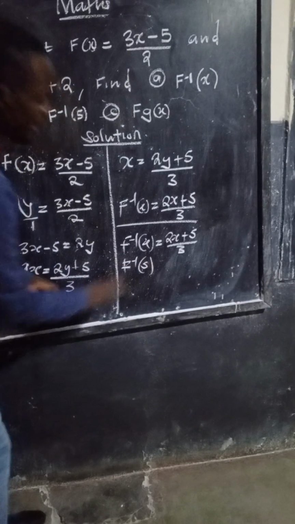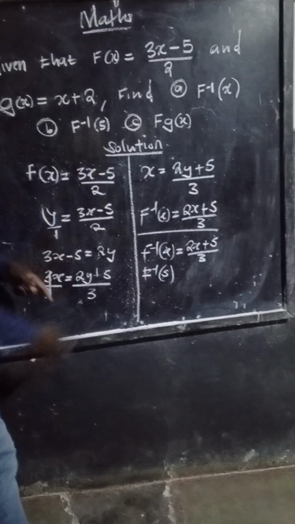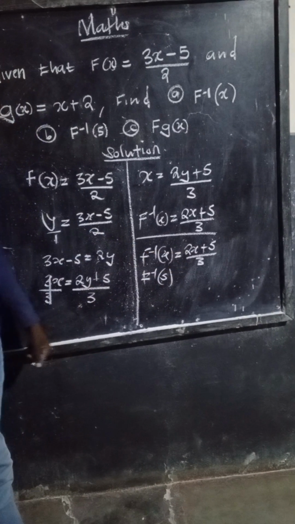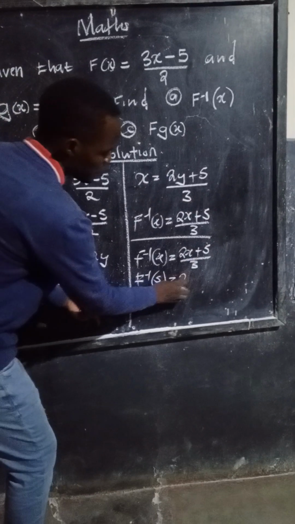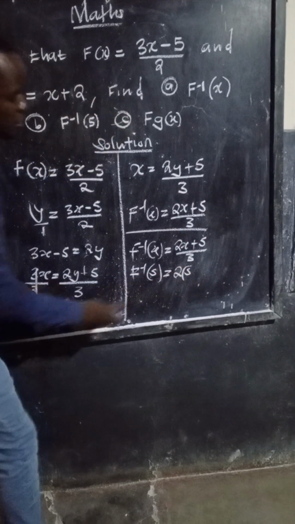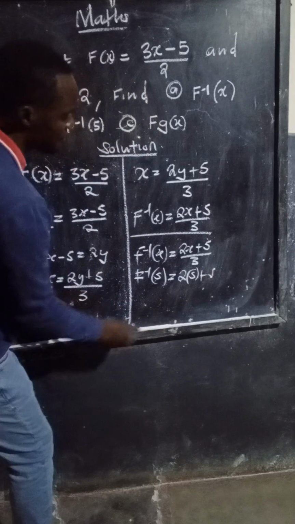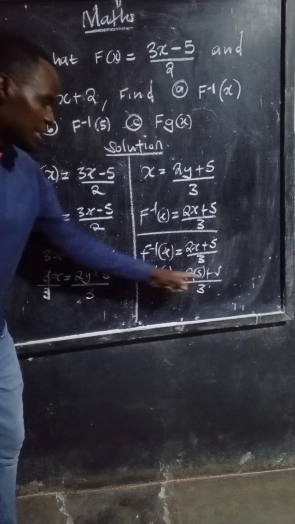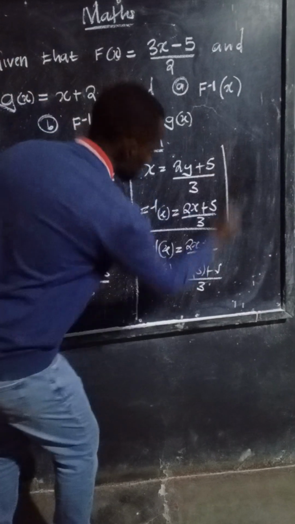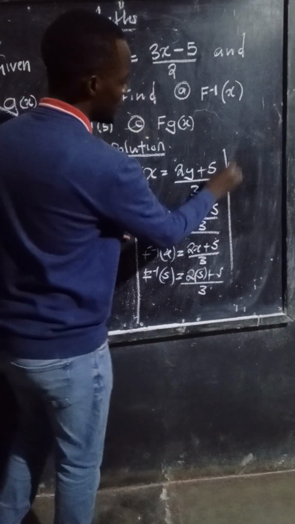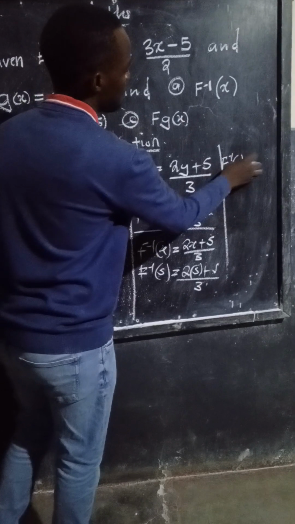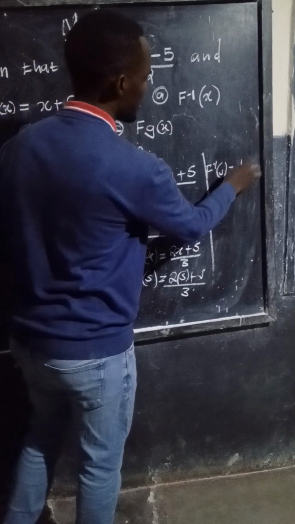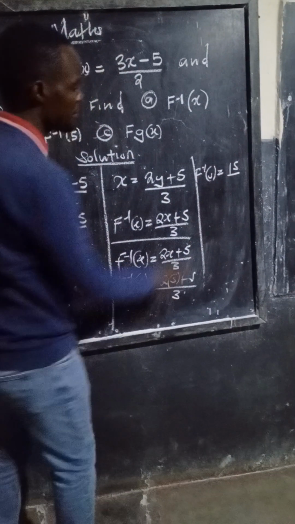I'll add a 5 there since they have substituted with a 5. So if here there is x, now they have substituted with 5, meaning where there is x, we're supposed to substitute with 5. So it will be 2, where there is x, I'll substitute with 5, then I'll say plus 5 over 3. So if I multiply 2 times 5, it will be f inverse 5. It will be here 10 plus that one, which is 15 over 3 there.